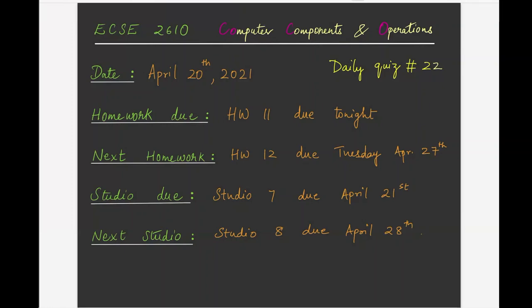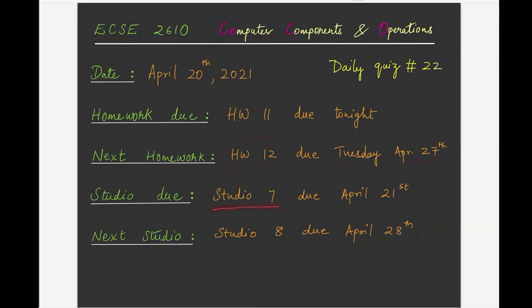And I hope that we have more than 100 submissions for every class from now to the end of the semester. We just have 4 lectures. One of them is today. So there will be 3 more. Okay, so what is today? Today is Tuesday, April 20th. Homework 11 is due tonight. Homework 12 has been posted and is due next Tuesday, April 27th.